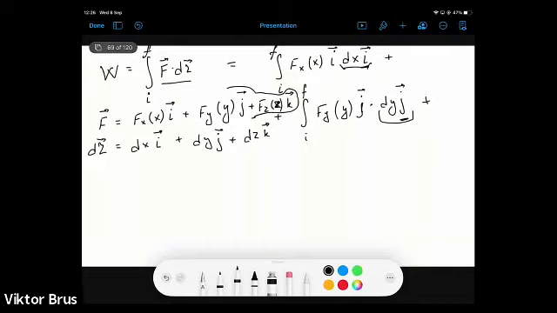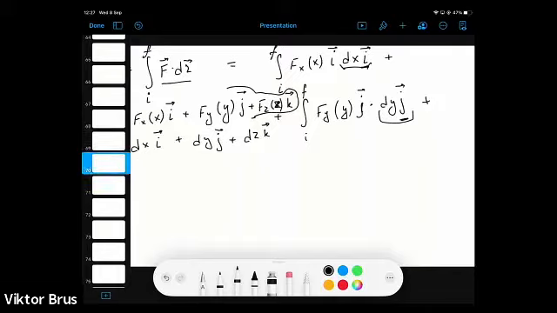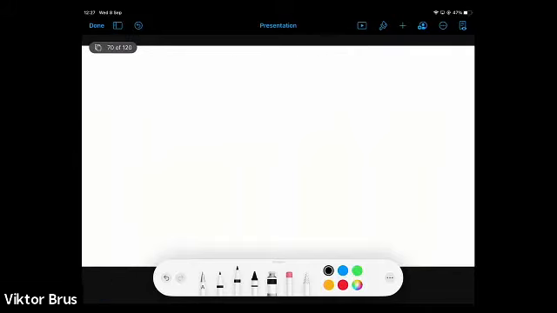Okay, so now let us go and check some example of how we can apply this to calculate work done by variable force. So let us maybe go to another slide so we have more space. And consider such a system.